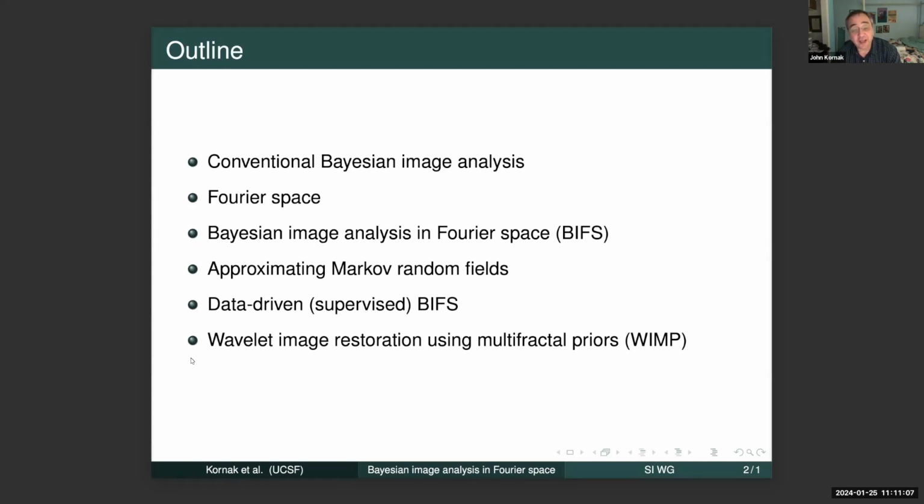And finally, I'll talk briefly about our forays into using wavelets instead of Fourier space basis functions. We have the acronym WIMP for that one, wavelet image restoration using multifractal priors. And that's really all the work of Carl Jung.